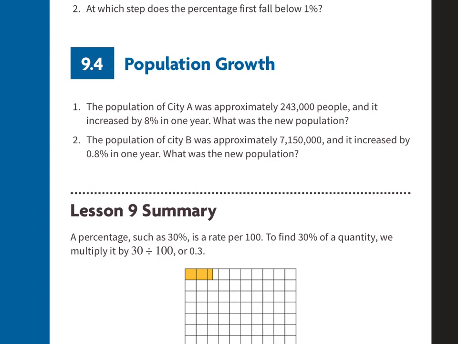9.4, and then we'll be done. 9.4 is on page 72. It says the population of City A was approximately 243,000, and it increased by 8% in 1 year. Well, remember, we always start with 100%, so 100 plus 8 is 108%. So we're going to go 108%. If we move the decimal over twice, it's 1.08 times 243,000 people. So on my calculator, 1.08, 108% times 243,000, I get 262,440.